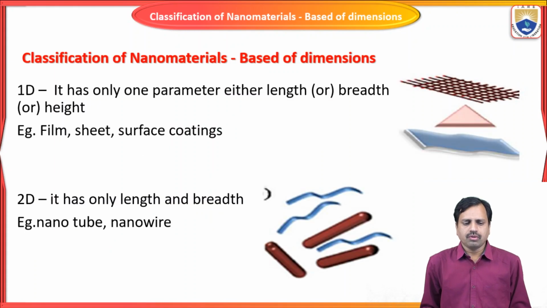Okay. So we have one dimensional nanoparticles, that is a film, sheet, and surface coating. Last class also we have seen film, sheet, and surface coating. And what is two dimensional?